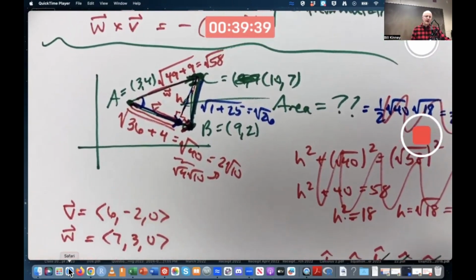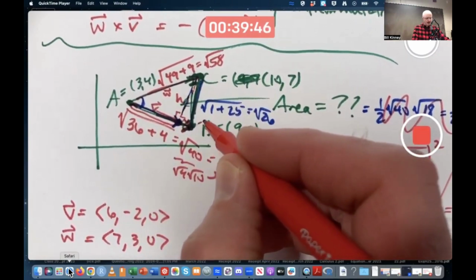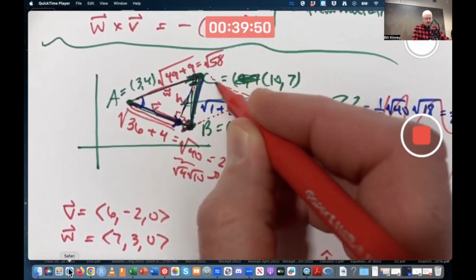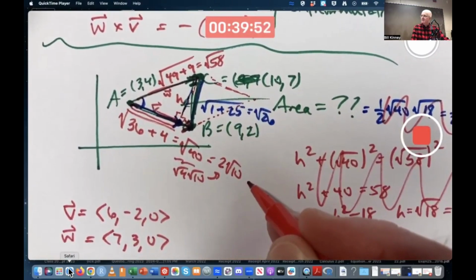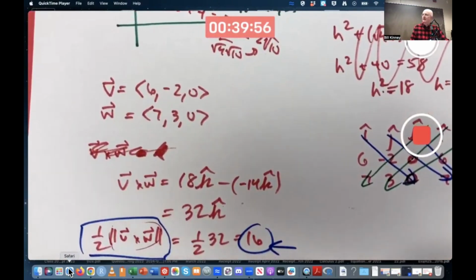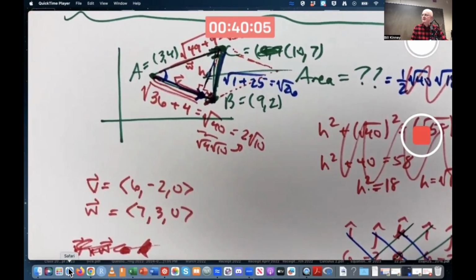This drawing is already messy, but I'm going to add a little bit more to it. These two vectors can be thought of as spanning a parallelogram like this. That would be the parallelogram you'd make when you add them. The cross product has a length equal to the area of that parallelogram, which would be 32. Therefore, the area of the triangle is half of that, 16.